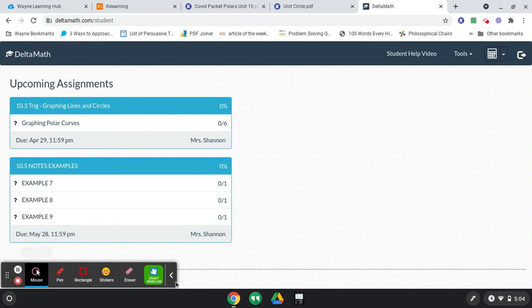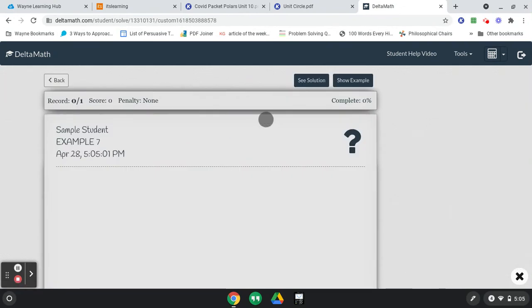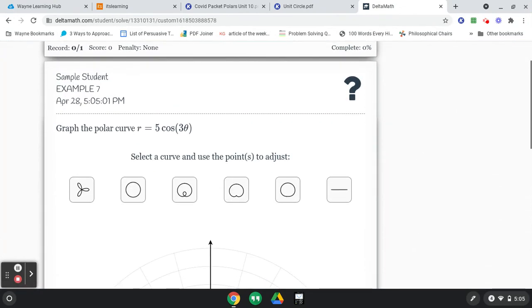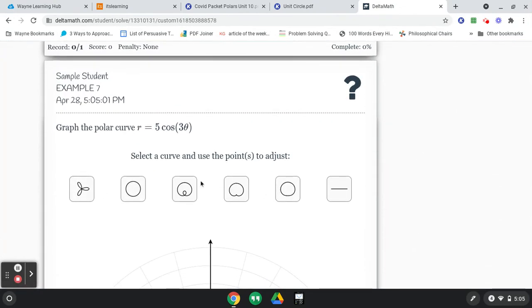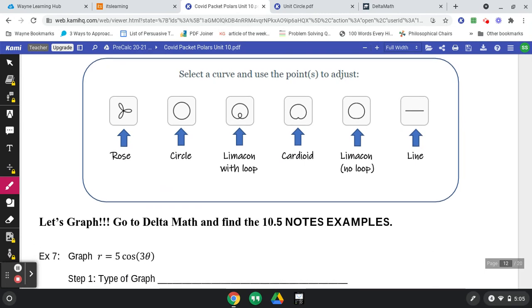As we look at Delta Math, you should see your 10.5 notes examples. That's what we want to get to. So we'll do examples 7, 8, and 9. When you open up example number 7, you'll see now you have those 6 options still, and this one on the far left is your roses. So in your note page, I just went ahead and made sure I pointed out what each one of those was so you could easily graph. So we're going to be selecting our roses for each one of these.